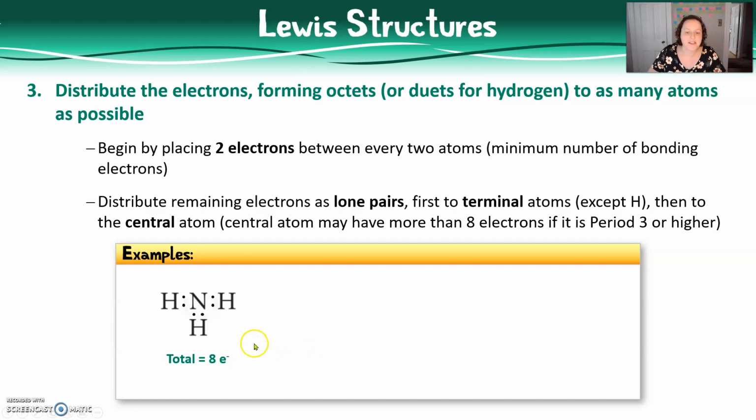We then subtract the number of electrons needed to form those single bonds from our total valence electrons to see how many remain. So 8 minus 6 gives 2 remaining electrons that need to be placed on the structure as a lone pair. And we look first at the terminal atoms to see if they need any more electrons to satisfy the octet or duet rule. All the hydrogens in this structure are satisfied, so we move to the central atom and note that nitrogen is actually missing 2 electrons to complete its octet, so the lone pair must be placed on the nitrogen.